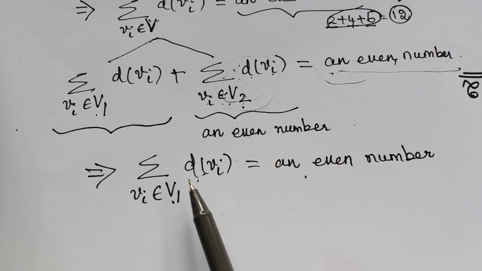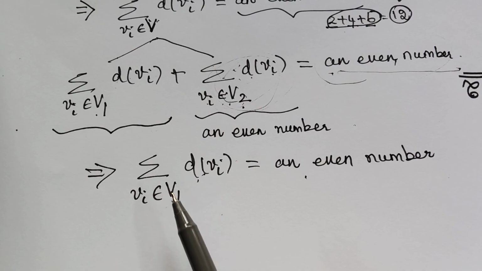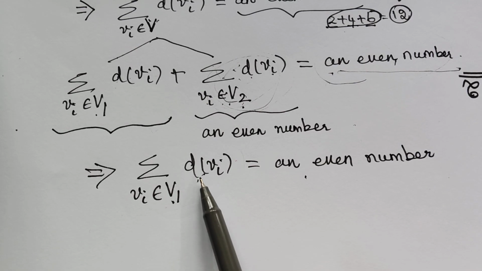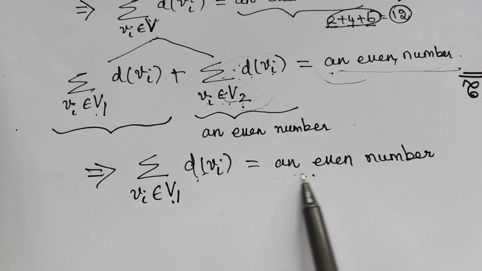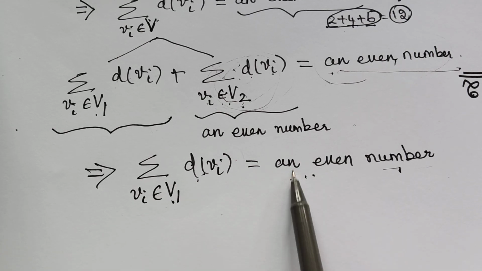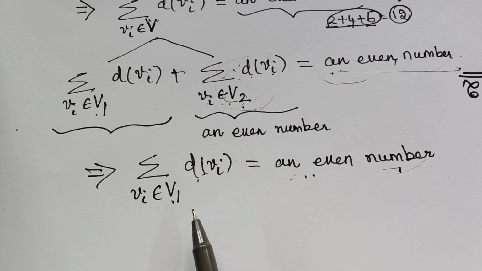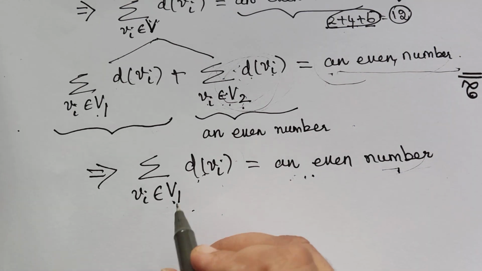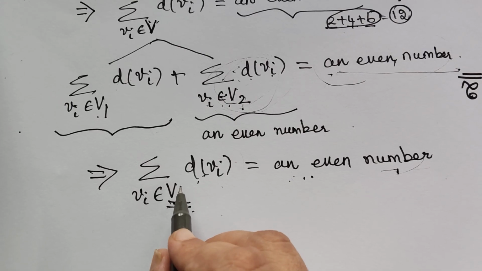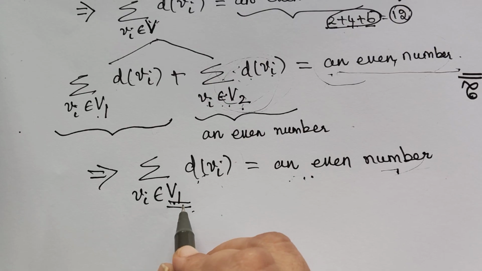So each term in this left hand side will be an odd number, and this will be meaningful only when V1 has an even number of vertices, because if degree is odd and number of vertices is also odd, the whole sum will become an odd number, and it will contradict this, because we have found that this as a whole is an even number. So it becomes a contradiction in that case. Therefore the number of elements of V1 should be even only.